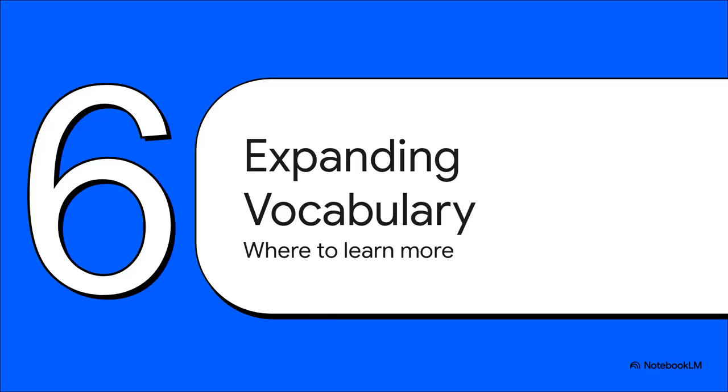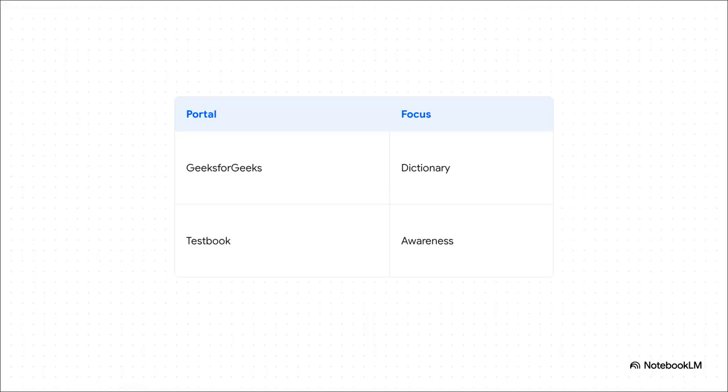Finally, Section 6, Expanding Your Tech Vocabulary. Where to learn more. If you want to dive even deeper and master more complex jargon, our source material highlights two really excellent educational resources. Geeks for Geeks and the Testbook Portal both offer massive, comprehensive dictionaries of technological terms and computer awareness guides to help you continue your education. They are fantastic jumping-off points for anyone looking to build a much more granular understanding of the digital tools we use every day.